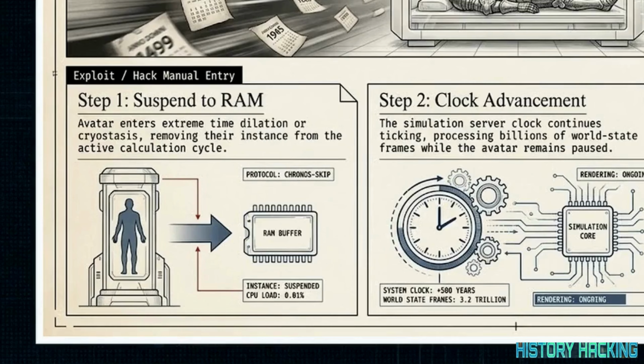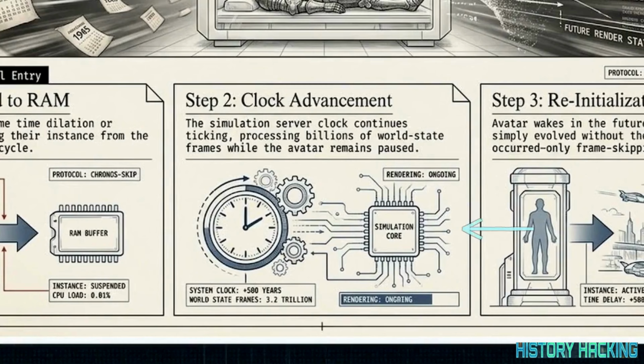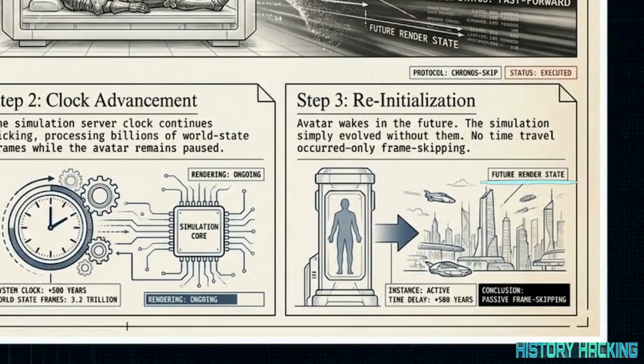The exploit is Suspend-to-RAM. Entering cryostasis removes the avatar's instance from the active calculation cycle. The simulation core processes billions of world state frames while the avatar remains paused. Finally, the user wakes up in a future render state, executing a massive frame skip.